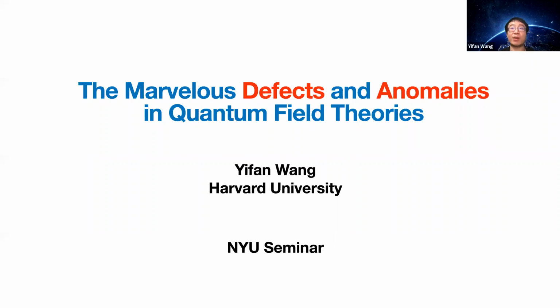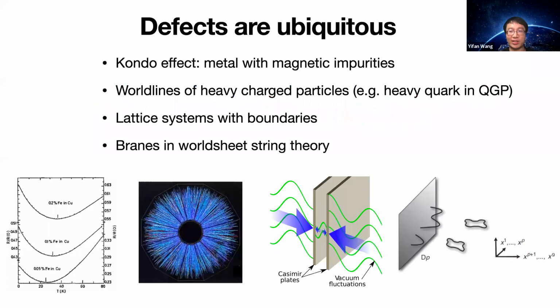So let me start by reminding you what defects are. If you think about it, these defects are really ubiquitous in quantum systems, because realistic quantum systems come with finite size. Having a finite size means that there are boundaries. In some cases, the effects of the boundary can be neglected for the particular physical process of interest, but in other cases, these boundary effects may not be neglected.